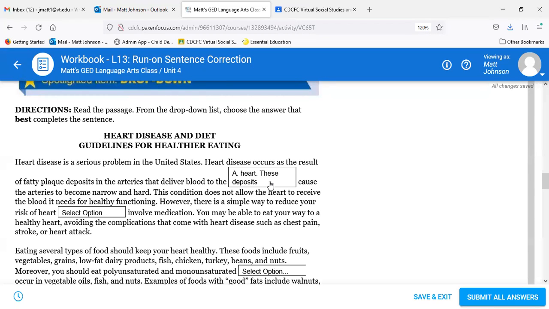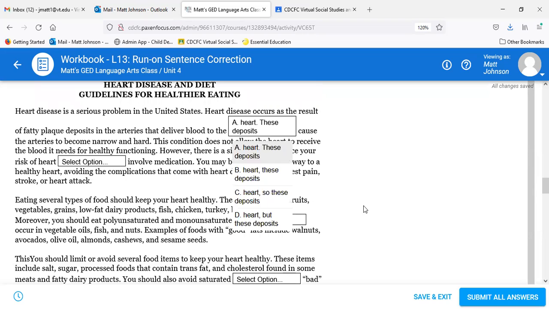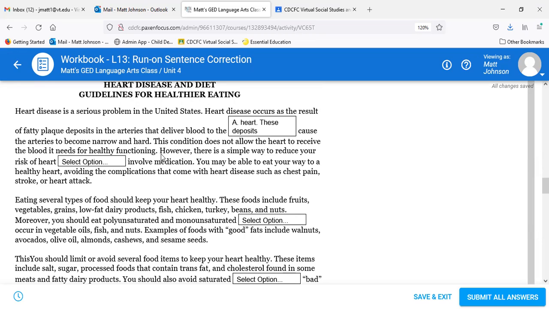That doesn't necessarily work that well there. You would want either "and" basically to keep those two ideas balanced. In this case, you want to keep it simple. So fatty plaque deposits in the arteries that deliver blood to the heart, period. These deposits cause the arteries to become narrow and hard. This condition does not allow the heart to receive the blood it needs for healthy functioning.